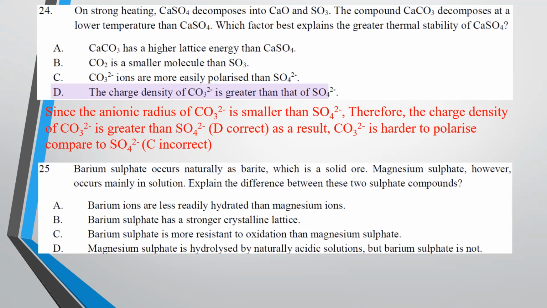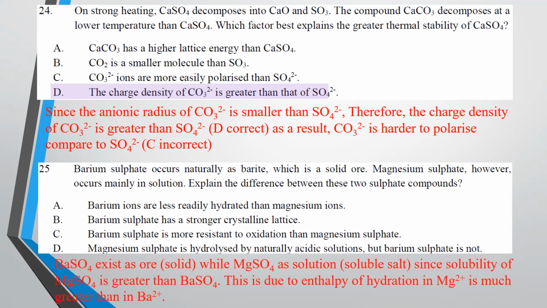So in here, after you Google it, you can eventually find out that barium ions are less readily hydrated than magnesium ions, which is correct. Barium sulfate has a stronger crystalline solid, which is incorrect. Barium sulfate has more resistance to oxidation than magnesium sulfate, which is not appropriate. And magnesium sulfate is hydrolyzed by natural acid product, but barium does not, which is also incorrect. So the best answer that describes why magnesium sulfate occurs in solution is A: barium ions are less readily hydrated than magnesium ions.